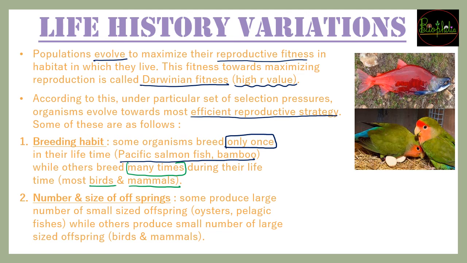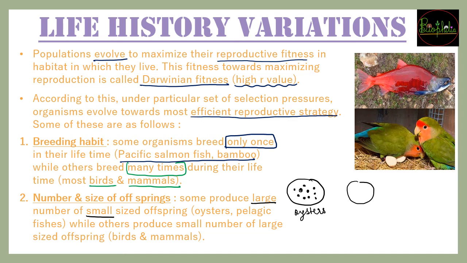If the organism decides to have the number of offsprings as large and the size of organisms small, that means many will come at once, but they will be of smaller sizes, at a very large number of population. In such cases you have the example of oysters or the pelagic fishes. Pelagic fishes are those which move in large swarms, and they reproduce smaller sized offsprings at a very large population growth. So that is the case of oysters.